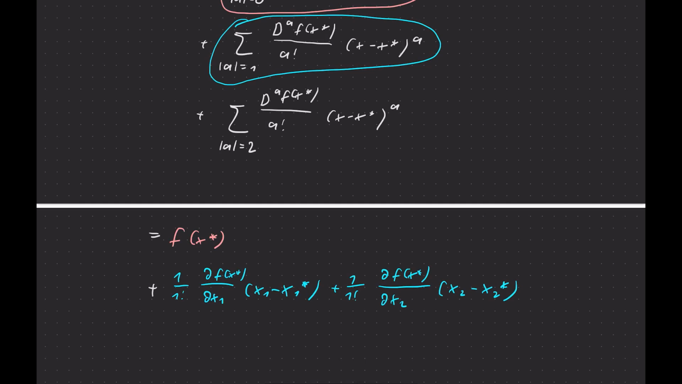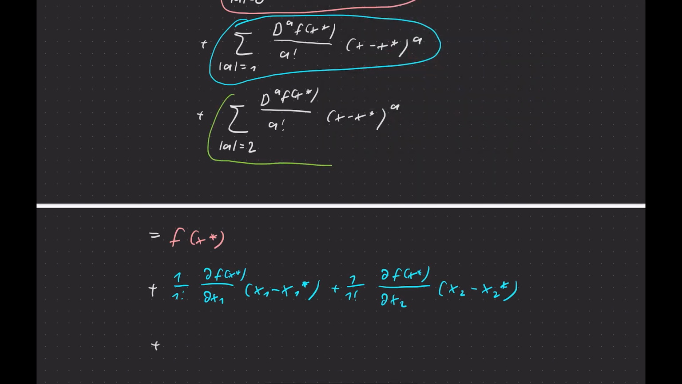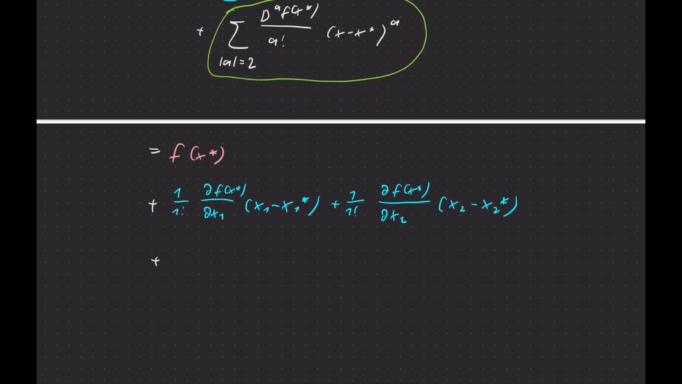And finally, there is the case where the absolute value of a is 2. And that decomposes into three cases. We have a can be (2, 0), a can be (1, 1), or a can be (0, 2). So for the case (2, 0), that means we have 1 over 2 factorial, d squared f over dx1 squared at x star times x1 minus x1 star squared.